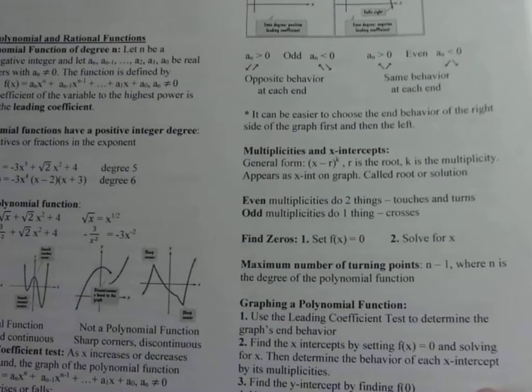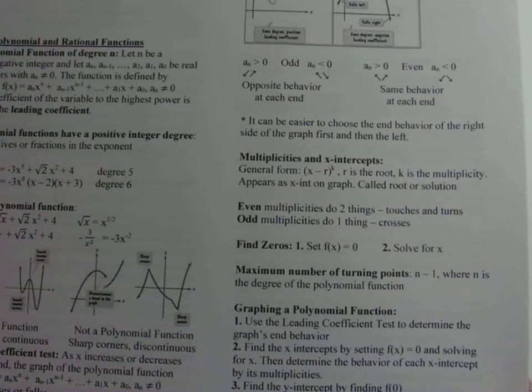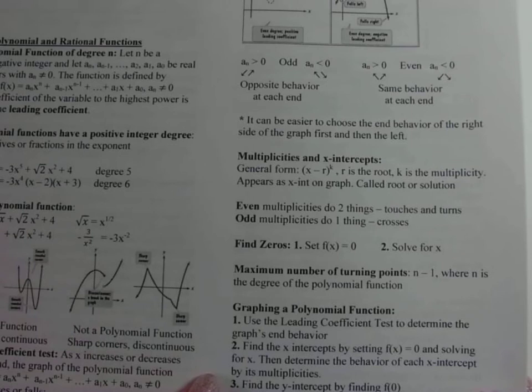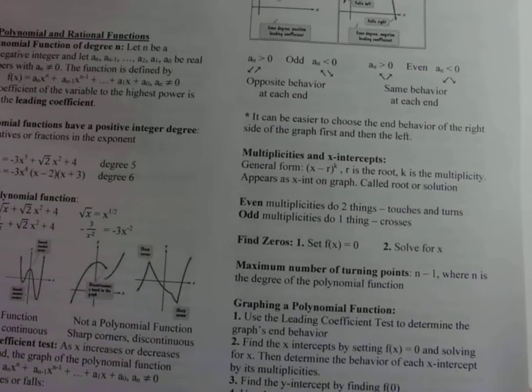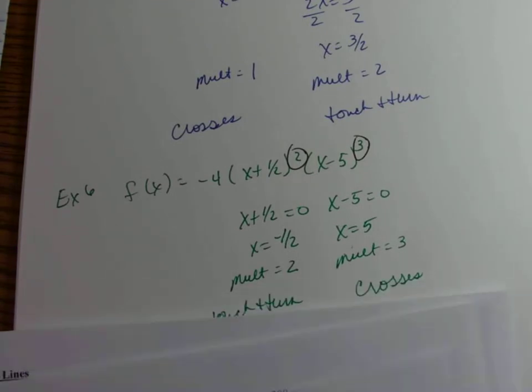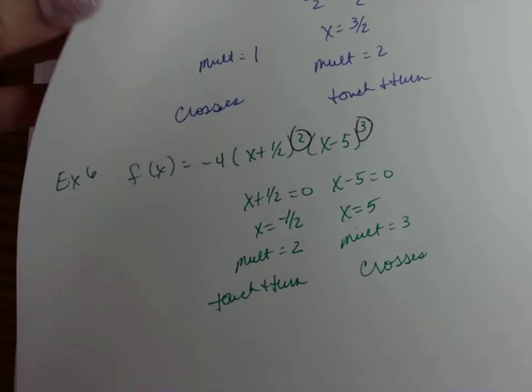So the next thing we're going to talk about is graphing a polynomial function. This will be similar to what we've done in the past. We'll use our leading coefficient test. We'll find our x-intercepts, our y-intercepts, and use the max number of turning points to check whether it is drawn correctly. All righty, I'm going to get a new sheet here to start this next problem.